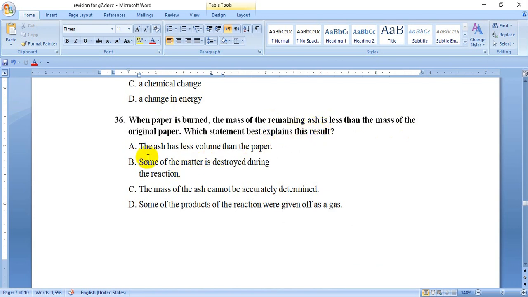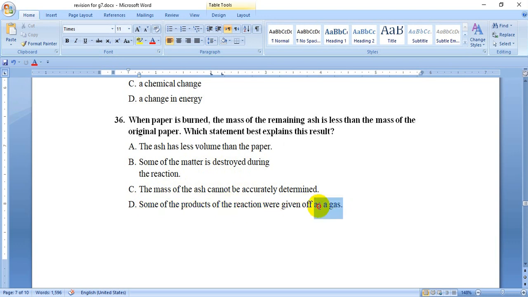It means that the ash has less volume than the paper, or some of the matter is destroyed during the reaction. This actually cannot happen because matter cannot be destroyed. The mass of the ash cannot be accurately determined? We cannot measure the mass of the ash? Of course, no, we can measure it with a normal balance. Or some of the products of the reaction were given off as a gas.